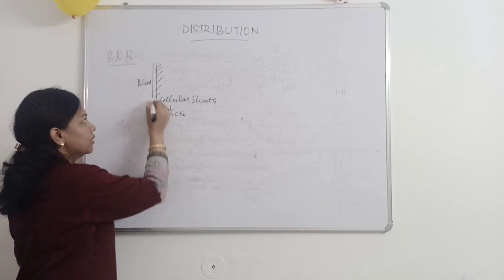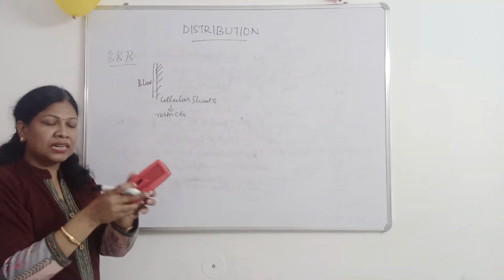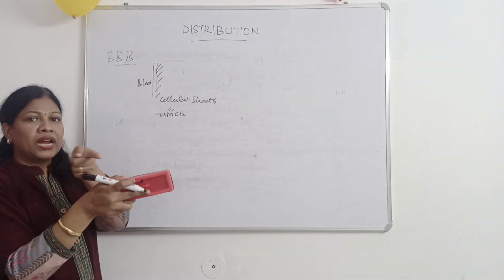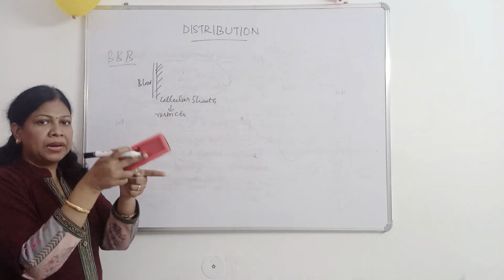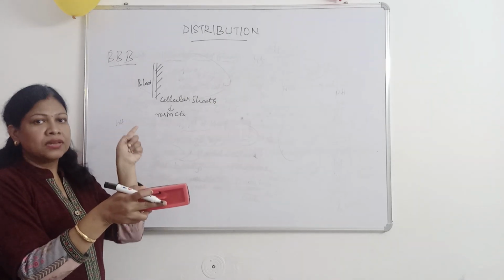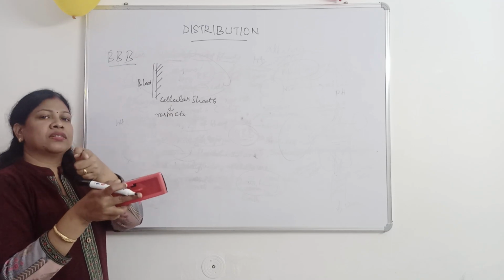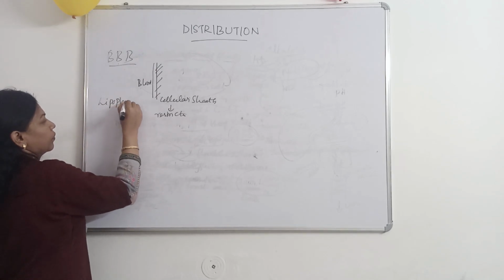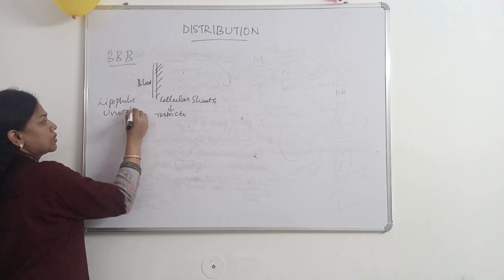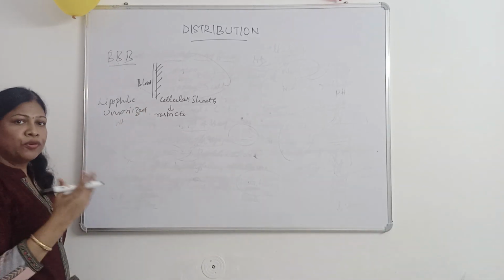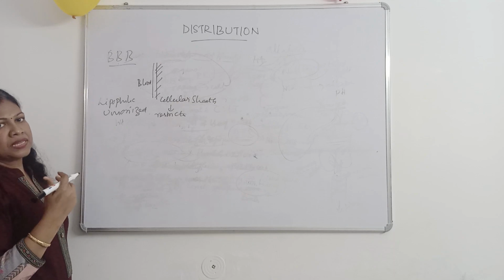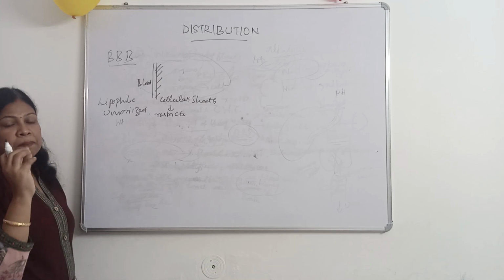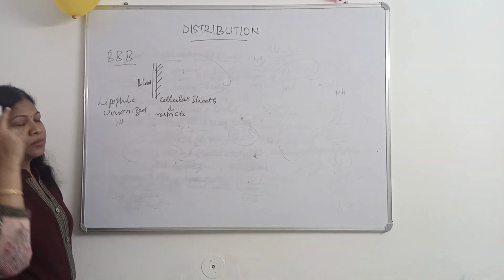Traffic police is standing here, which is the blood-brain barrier. There is a barricade which will not allow toxic substances or all the drugs to enter the brain. That barricade is known as the blood-brain barrier. So, what type of molecules can enter this barrier? Lipophilic molecules and highly unionized molecules can pass through this barrier, but hydrophilic as well as ionized molecules have restrictions in passage through this blood-brain barrier to the brain.